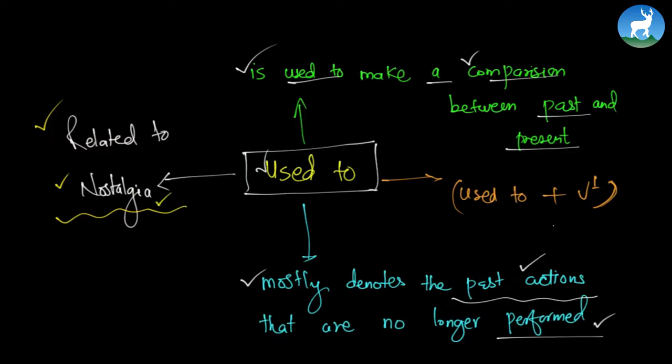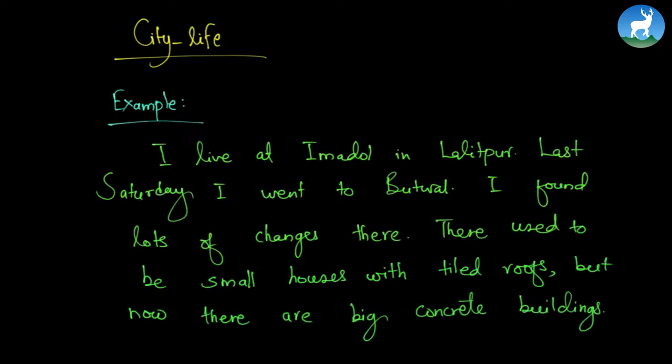And if you look at the structure of used to, we have used to plus V1. That is the first form of verb, also known as the present form. Alright, this is the structure. Let's say you are living in a city for 10 years and you have seen lots and lots of changes in the city life. Now, how are you going to explain about those changes? Maybe something like this. So this is just an example.